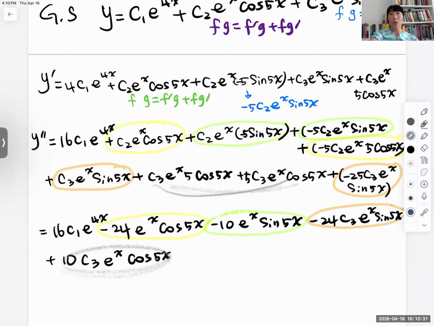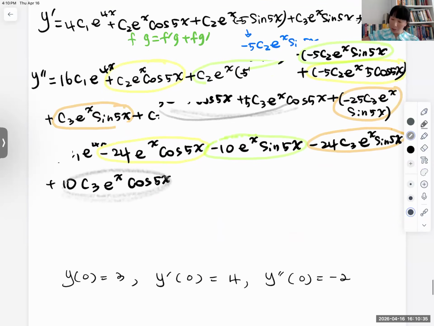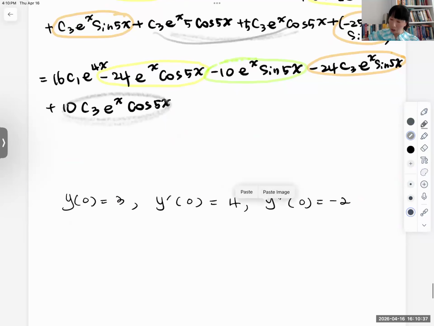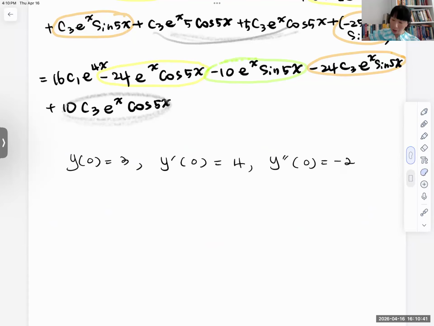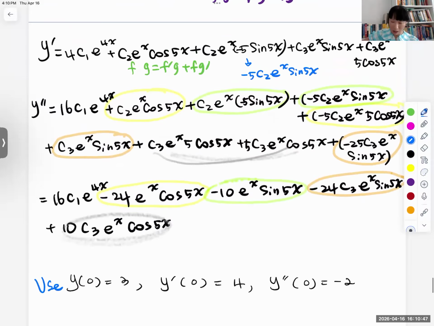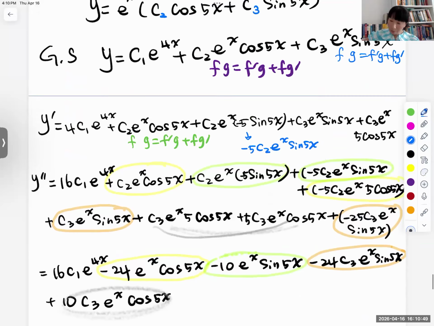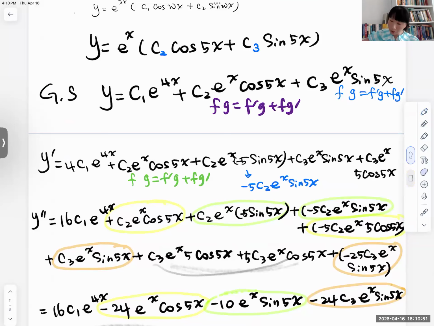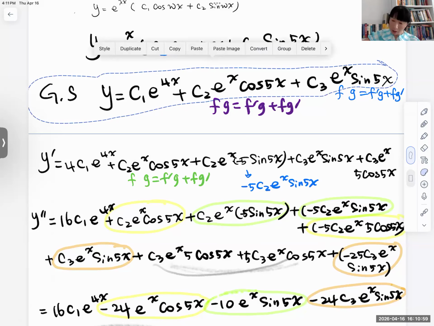Okay. So you guys okay with this? Now we are using initial value problems here. Okay, so let me copy only the general solution, right? Otherwise too long. Copy.